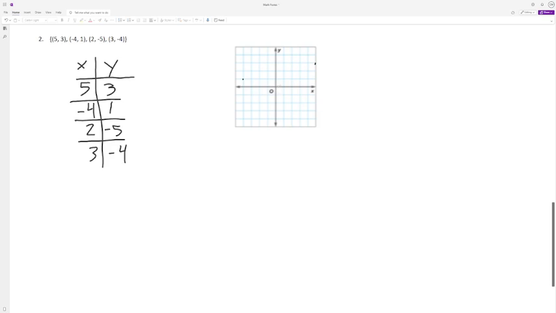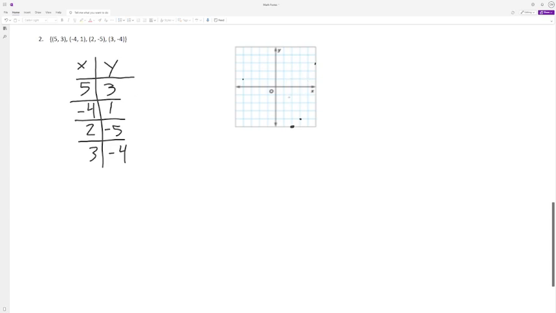Our next point is 2, -5. We're going to move 2 in the positive direction on the X-axis. 1, 2. And -5 in the Y direction. 1, 2, 3, 4, 5. So here's our third point. And our fourth point is 3, -4. So we're going to move 3 in the positive X direction. 1, 2, 3. And 4 in the negative Y direction. 1, 2, 3, 4. So we plotted all 4 of our points.